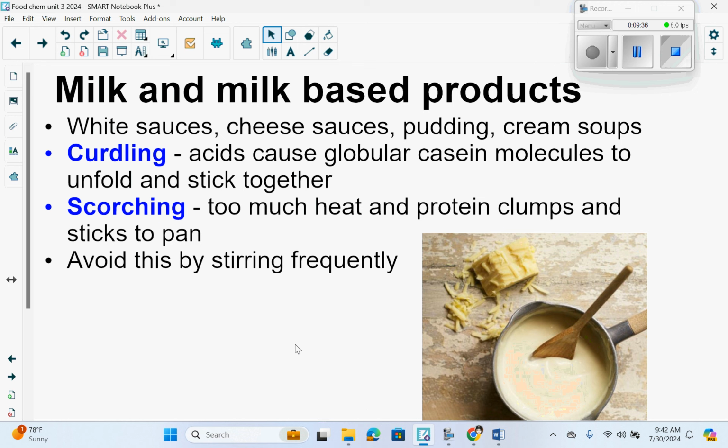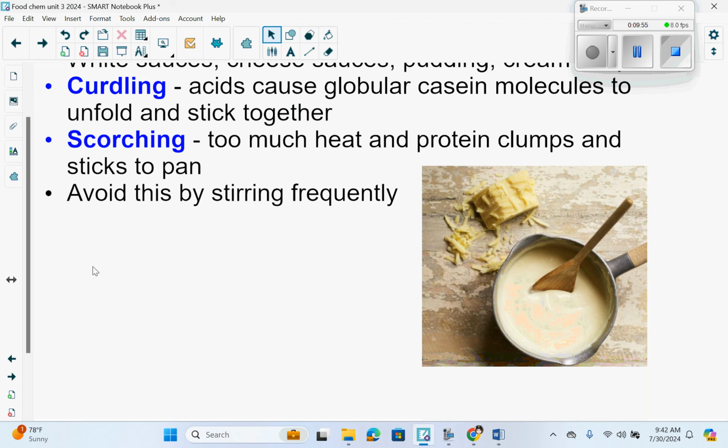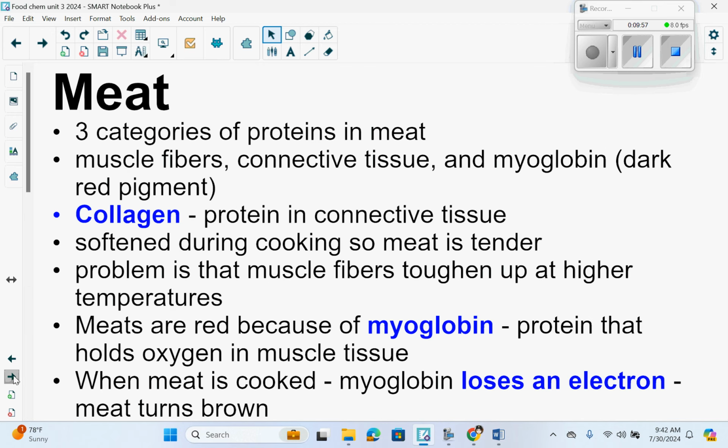Milk and milk-based products. These are your white sauces, cheese sauces, pudding, and cream soups. There's curdling. Acids cause globular casein molecules to unfold and stick together. Scorching. Too much heat and the protein clumps and sticks to the pan. You can avoid this by stirring frequently.